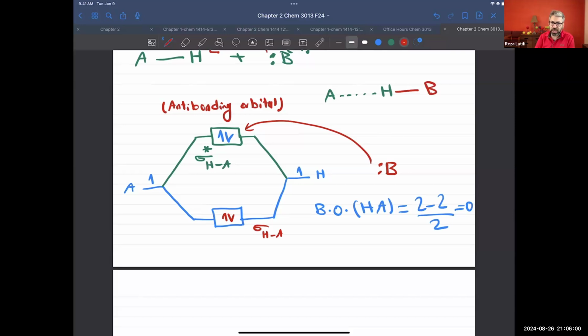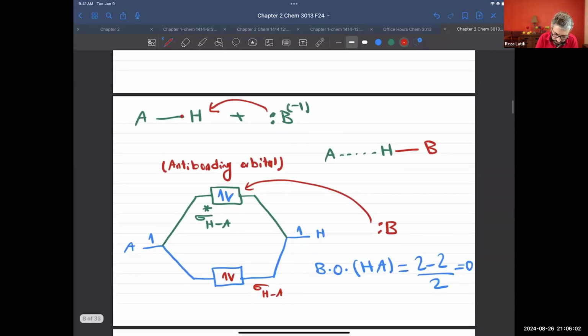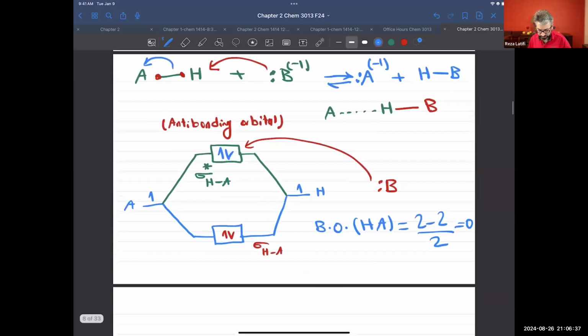Remember, we had 2 electrons attached between H and A. Those 2 electrons will be taken by A. So we get this. On the other side, we're going to get A with a lone pair or -1, plus HB. So the base is going to put the electrons inside the anti-bonding orbitals of HA, the acid. Then you can actually break the bond and take H from the acid.